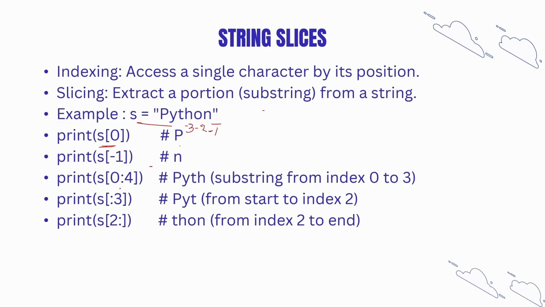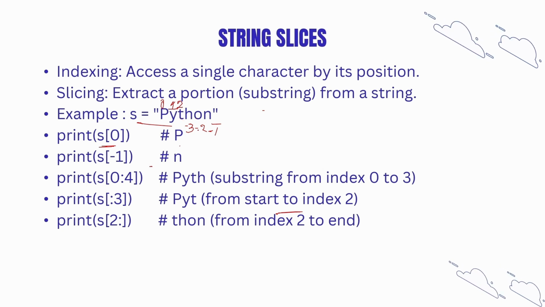Okay, so on. Now when we say S[0:4], P is at the 0th position, Y at the first, T at the second, and so on. So 0 to 4 covers 0, 1, 2, 3, and P, Y, T, H will be printed. When we say S[0:3], it goes from start to index 2, because the last index is not inclusive. It goes 0, 1, 2, so it prints P, Y, T. Here S[2:] starts from 2 and goes till the end, so it gives us T, H, O, N, because at the second index we have T.